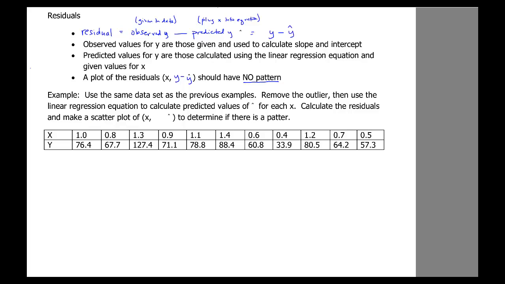So for the example, we're going to use the exact same data set here, and I'm just going to do it without the outlier at all. We're just going to do this one time. So let's just get rid of that one. And I'm going to make a row called y hat, and I'm going to make another row y minus y hat, which is the residual.